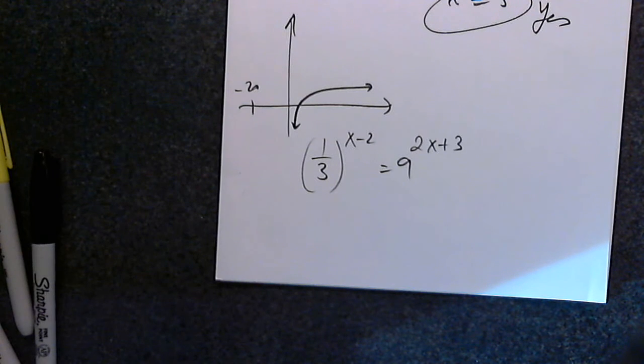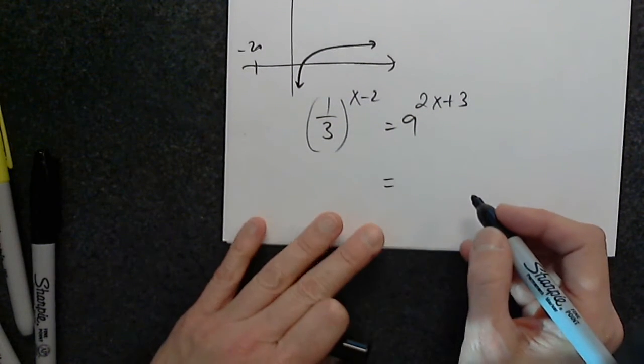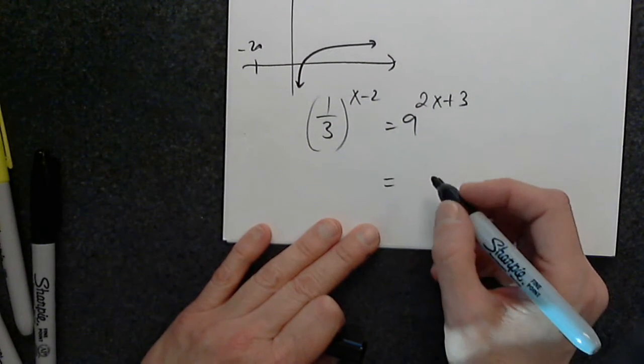It's up to you. I still believe that it's easier to present both sides with the same base than applying log. Okay, so the right-hand side is very clear. 9 will be presented with what base?